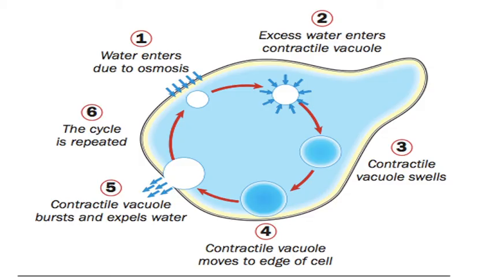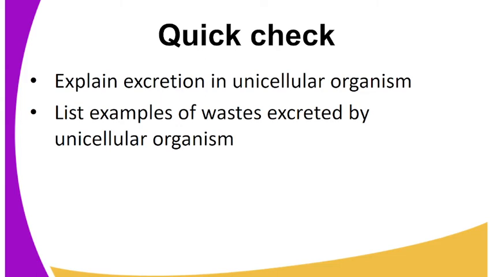I have several questions for you to try. Number 1, explain excretion in unicellular organisms. As we have said, a unicellular organism has only one cell, so it has a large surface area to volume ratio. So I expect you to explain excretion in unicellular organisms.